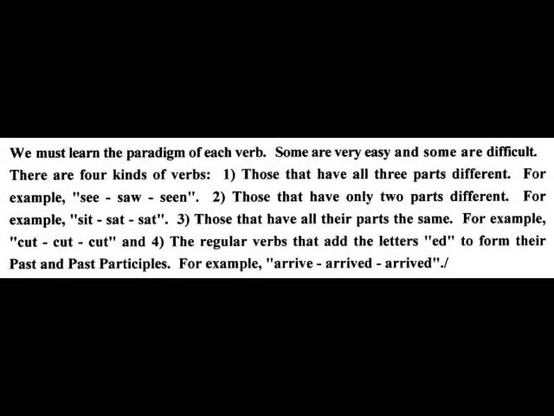We must learn the paradigm of each verb. Some are very easy and some are difficult. There are four kinds of verbs. 1. Those that have all three parts different. For example, see, saw, seen. 2. Those that have only two parts different. For example, sit, sat, sat. 3. Those that have all their parts the same. For example, cut, cut, cut. And 4. The regular verbs that add the letters ed to form their past and past participles. For example, arrive, arrived, arrived.